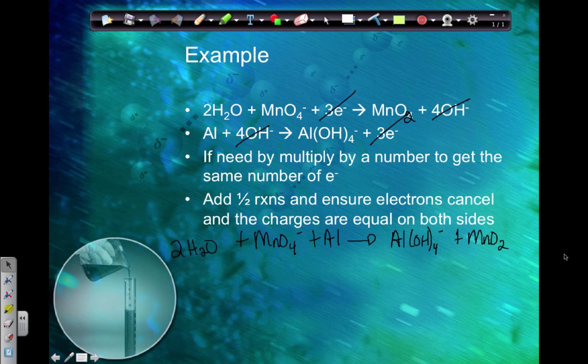All right, so now we just need to check and make sure our charges are balanced. So we have a 0 here, a -1 here, 0 here, a -1 here, and a 0 there. So the charge is balanced. Hallelujah, you're done.